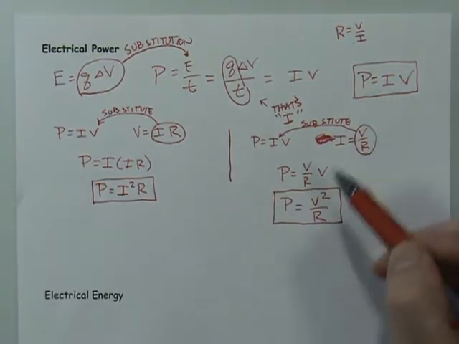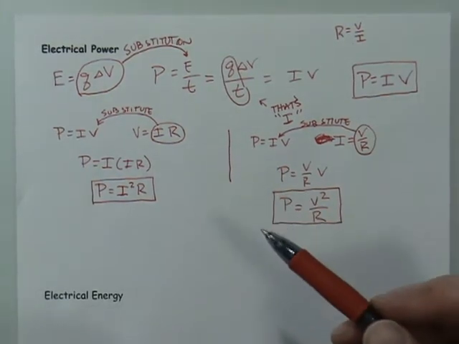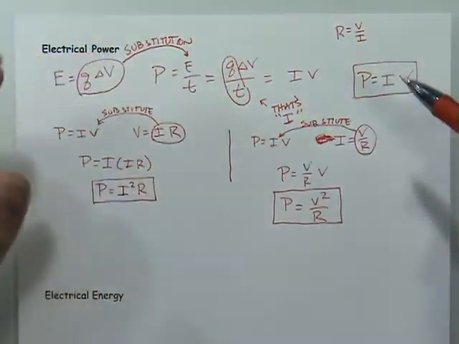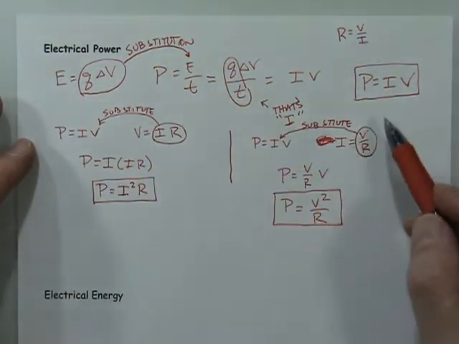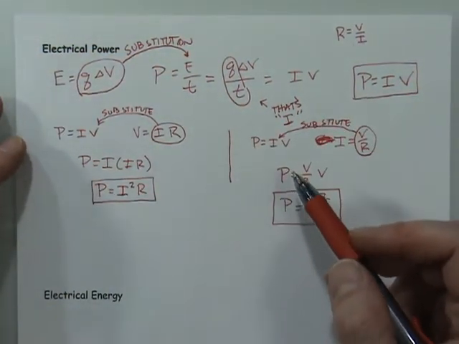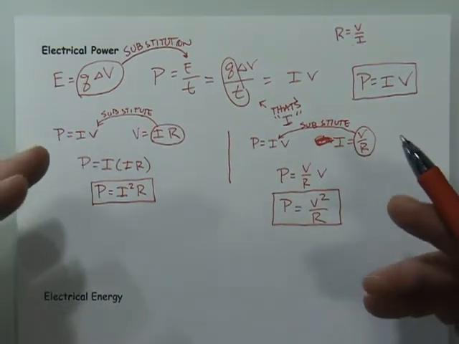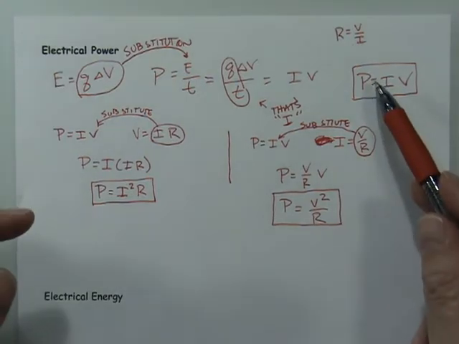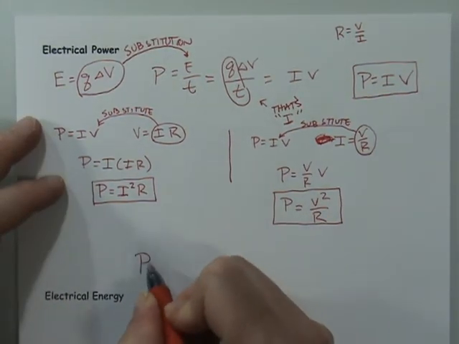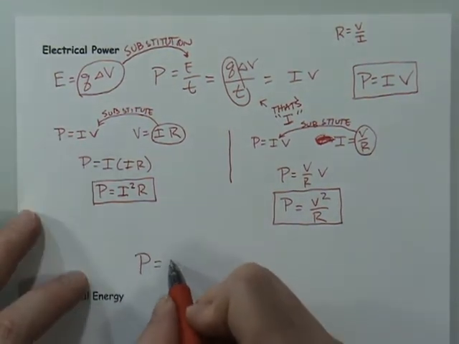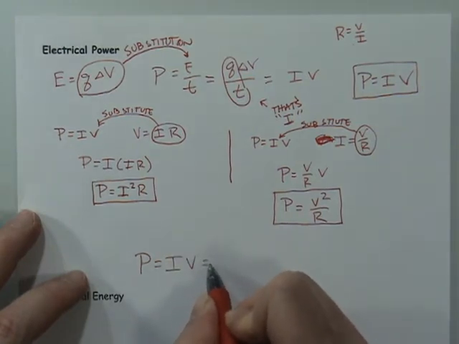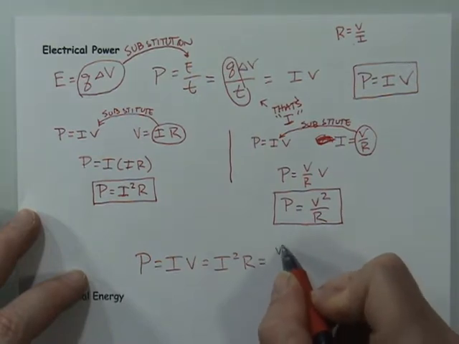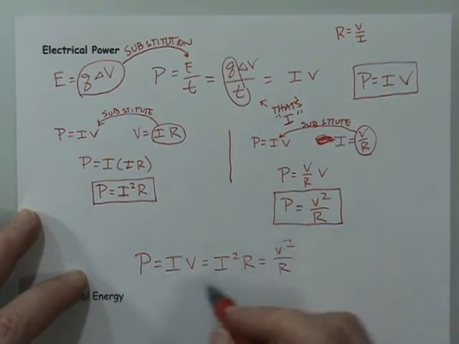Okay, so three versions of the power equation using different combinations of the three primary electrical properties, which are V, I, and R. I'm going to put all this together mainly so that I can show you what it's going to look like on the equation sheet or the data booklet, whatever you're allowed to use. It's not going to be listed as three separate equations. It'll be listed like this. It'll say that electrical power is equal to I times V, but it's also equal to I squared times R, and it's also equal to V squared over R.